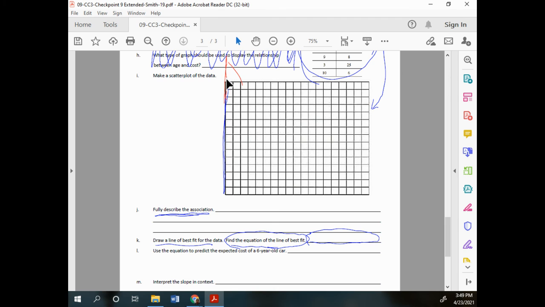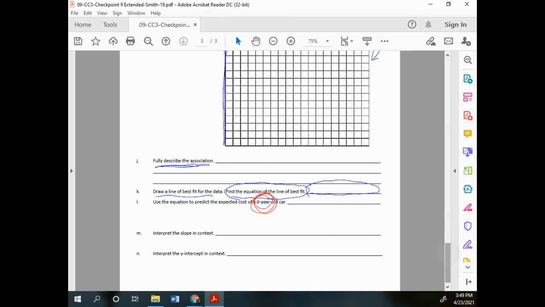And then you're going to use your equation. I do want you to use the equation to figure out how much it would be for a 6-year-old car. And then interpret the slope and the y-intercept in context. So that is your task. That's what I need you to do. That is your homework. That's what is due Tuesday by midnight, okay?